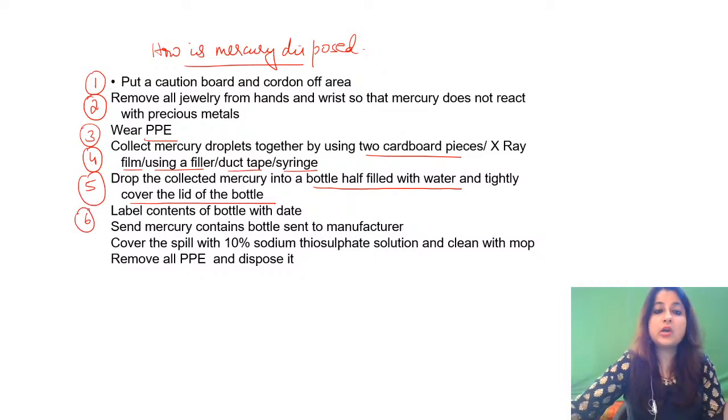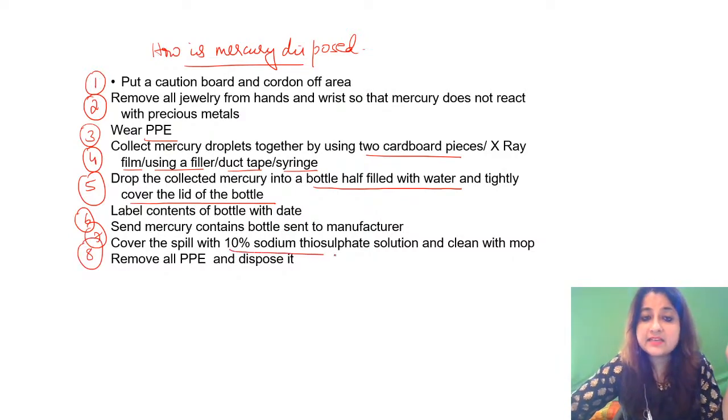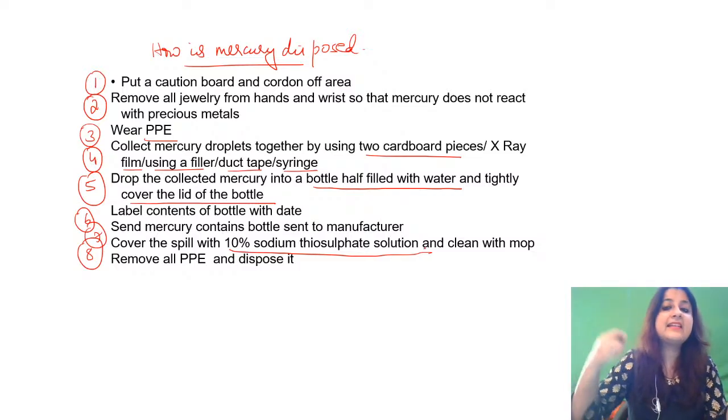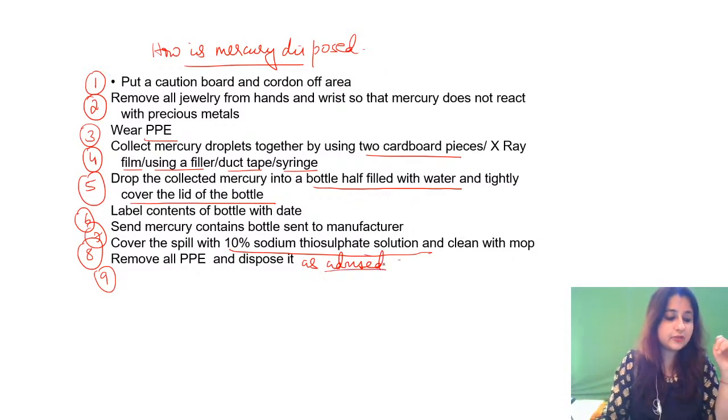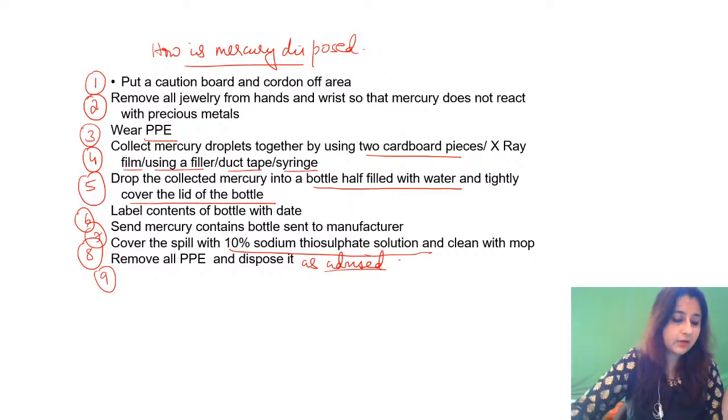Label the contents of the bottle with date. Send the mercury container bottle back to the manufacturer. This is how it is disposed of. It has to be sent after all the necessary precautions. You will send it back to the manufacturer and you're going to cover the spill with 10% sodium thiosulfate solution and clean it with a mop. Remove all your PPE and dispose it as advised. Clear, everyone? This is how you're going to manage mercury spills. You will never ever incinerate a mercury spill. Is that clear? Okay. All right.